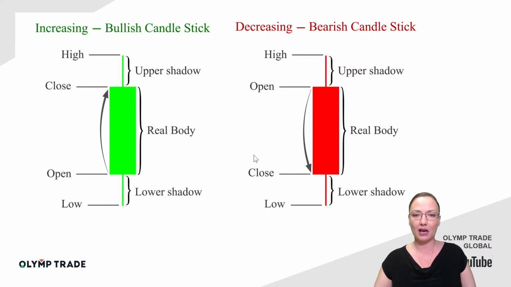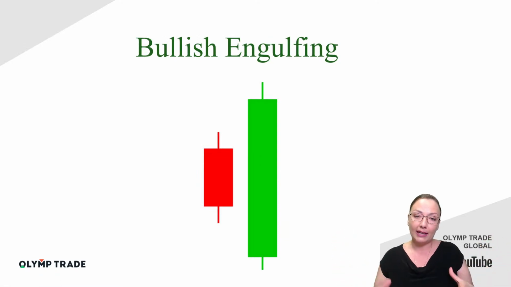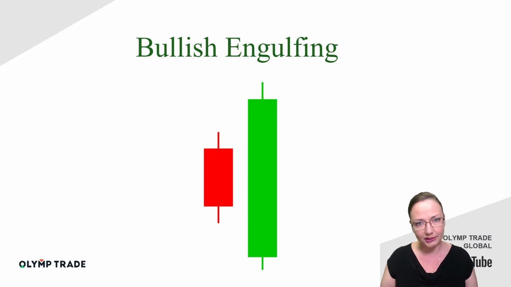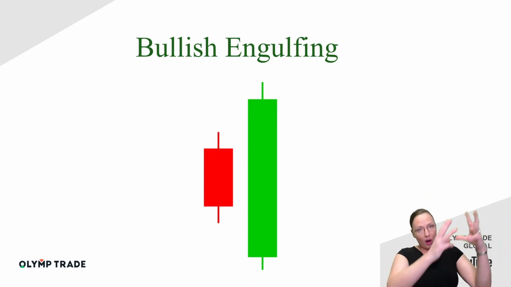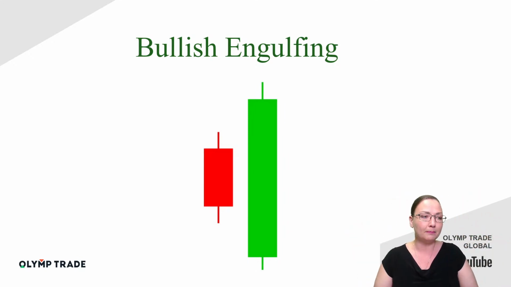So the first candlestick pattern that I would like to tell you about, and let me just mention one more thing. These candlestick patterns that I'm going to be showing you today are reversal patterns. So they can be found at the bottom of a downtrend or at the top of an uptrend. Since these are reversal patterns, you want to look for them whenever the price has reached a strong level of support or resistance.